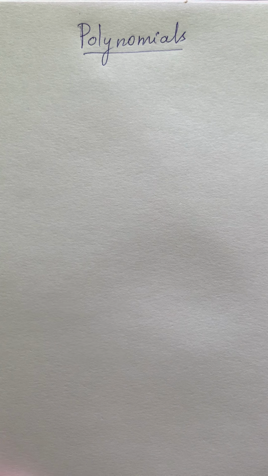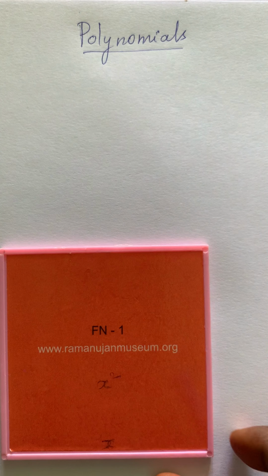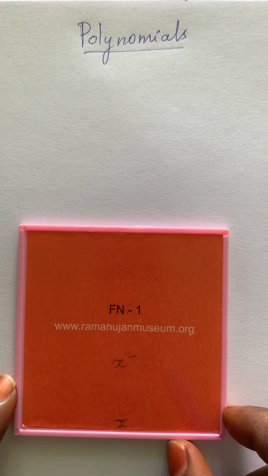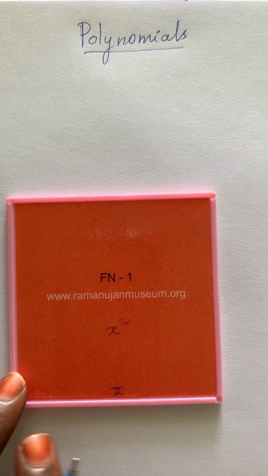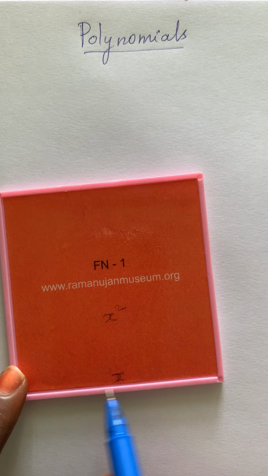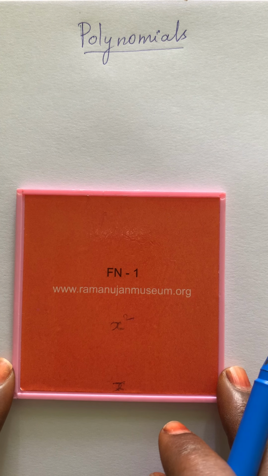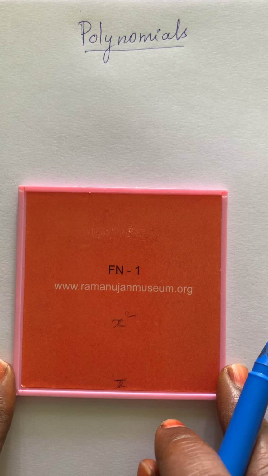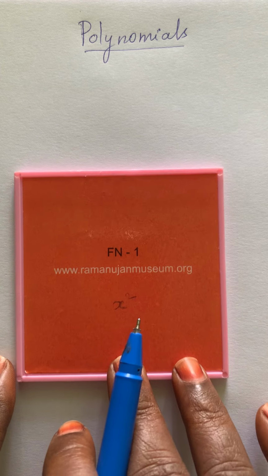Hi students, let us do an activity to understand polynomials. Okay, now tell me what do you see in the picture? Yes, it is a square. We can consider the side of the square to be x. So all the sides are equal in a square. So what will be the area of this square? This is x square. Area of the square is x square.